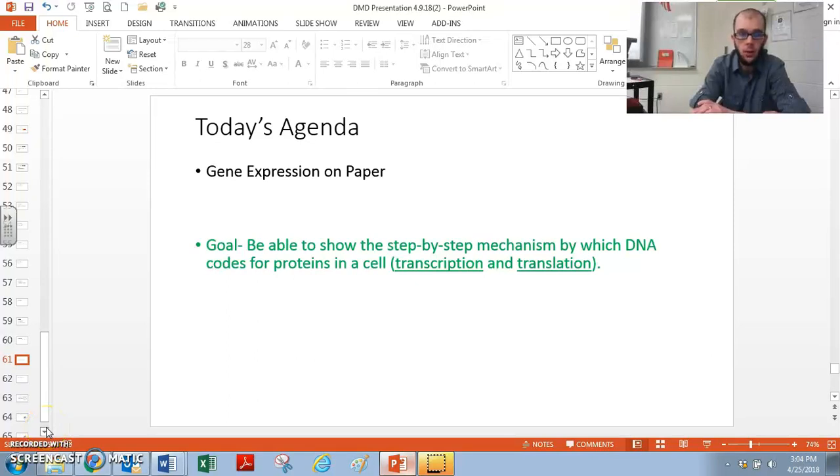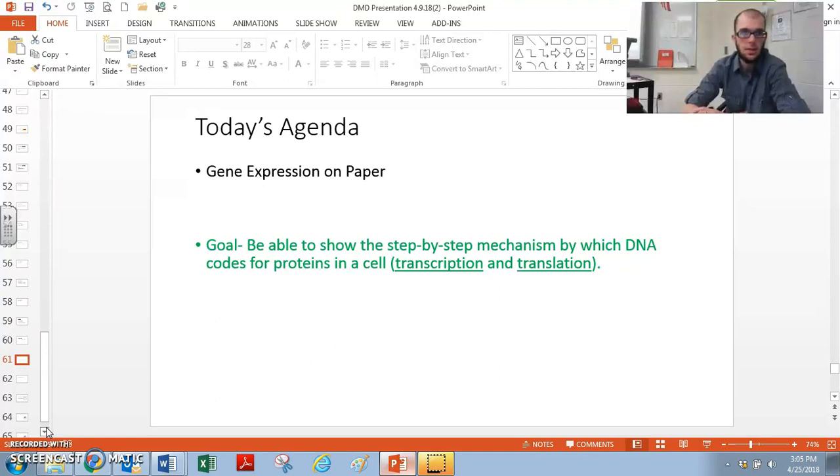Hi everybody, this is Mr. Nolan, and what I want to show you today is how to do gene expression on paper. We've seen simulators, and we've learned a variety of things about gene expression, but this is really the nuts and bolts. Why does your DNA somehow magically transform into your traits, or how? That's what we're going to learn today in this quick screencast.